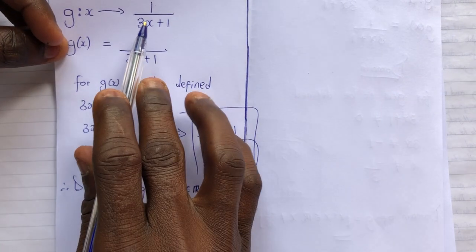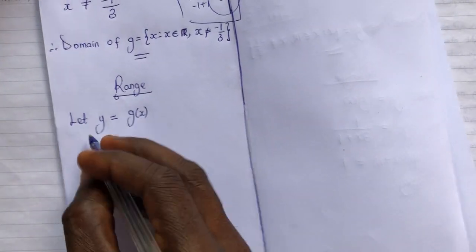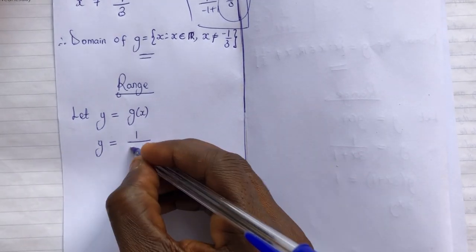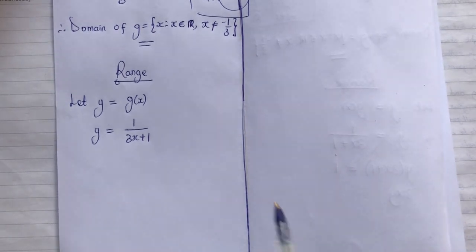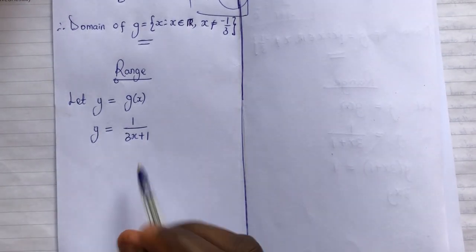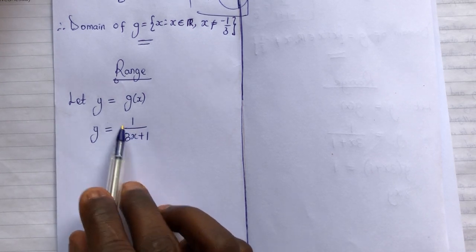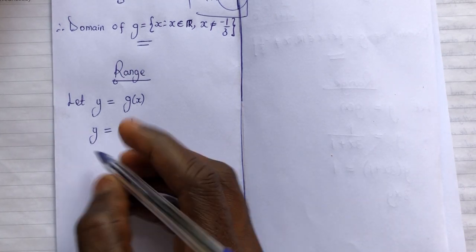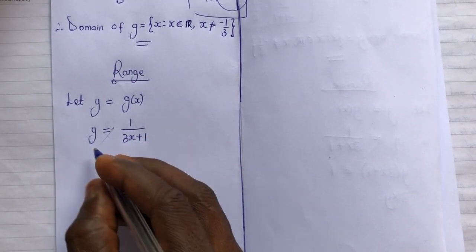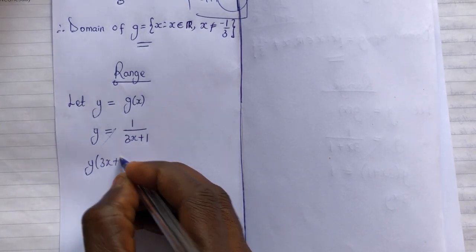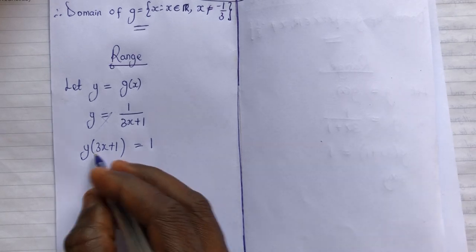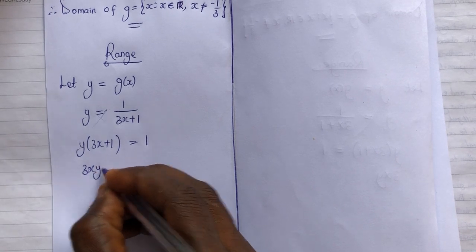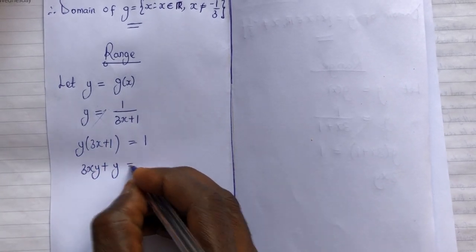We know g of x to be 1 out of 3x plus 1, so therefore y will be equal to 1 out of 3x plus 1. The next thing is to find the inverse of y, of the equation y, and to do that we can cross multiply, or multiply by 3x plus 1, to make the equation linear. So when I cross multiply here, I will get y into bracket 3x plus 1 equals 1, and we expand the bracket, getting 3xy plus y equals 1.